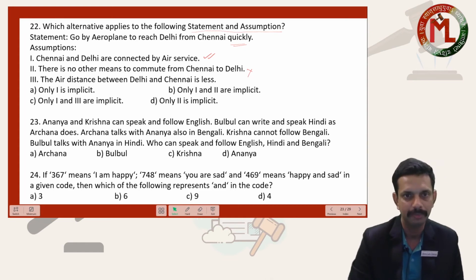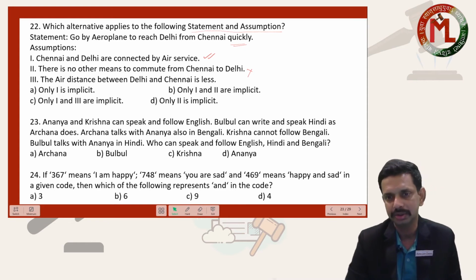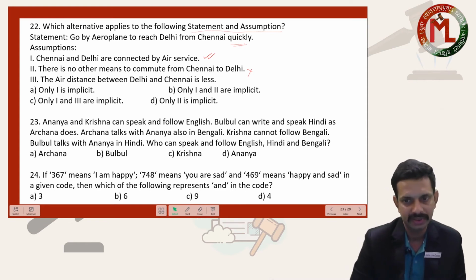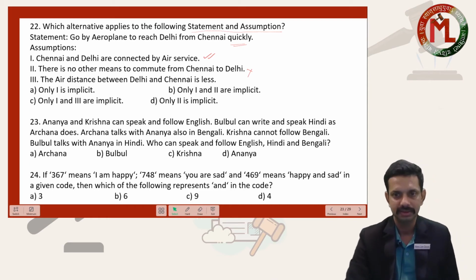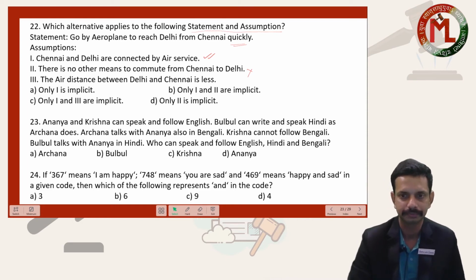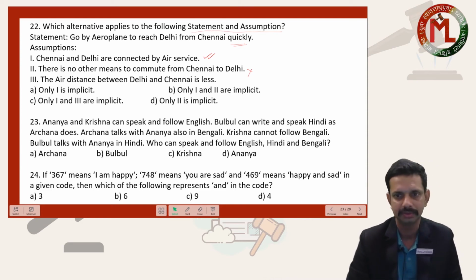The third one, the air distance between Delhi and Chennai is less. No, we can't say about it. And we know that the air distance between the two places are always less than the road distance or train distance, because the air distance is the straight line distance. Whereas in case of roads or trains, the movement can never be in a straight line. On the basis of that, we can answer that. Which one? Just think about it.